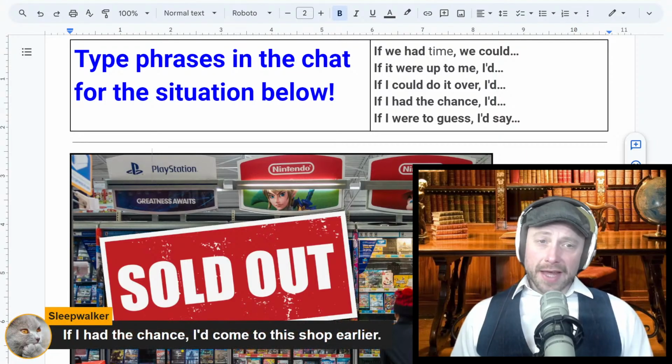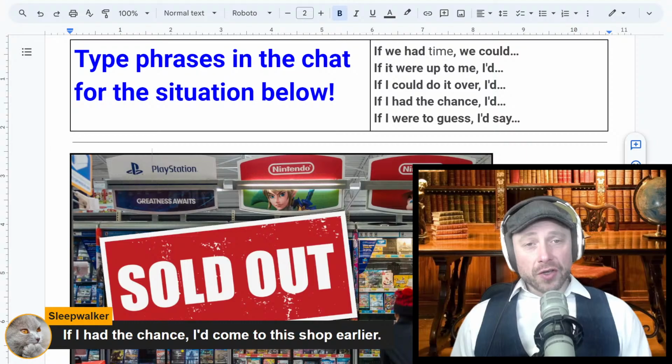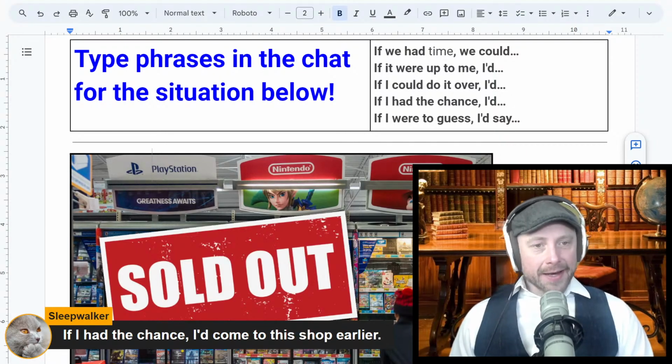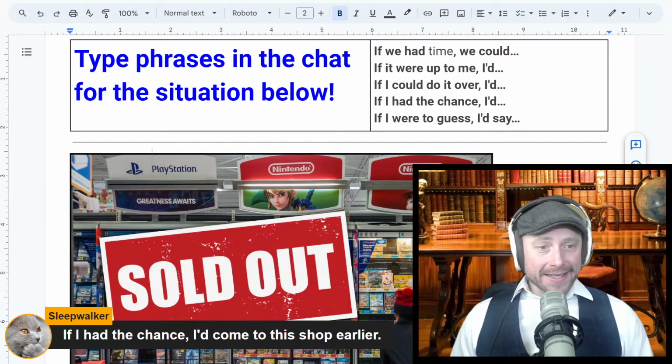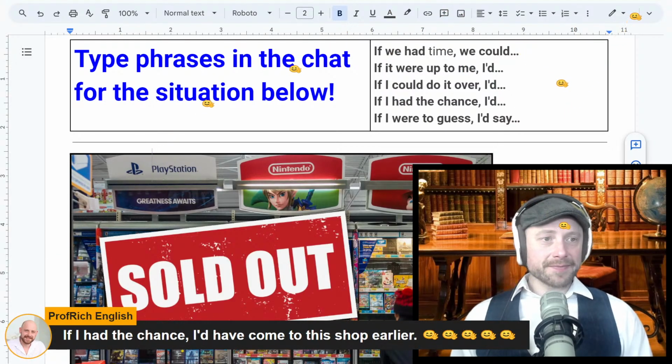So, Sleepwalker, that's a very interesting one, but I am going to provide a correction to your sentence here. Because you want to say a hypothetical past, then we make this into a mixed conditional. And we say, if I had the chance, I'd have come to this shop earlier. If I had the chance, I'd have come to this shop earlier.